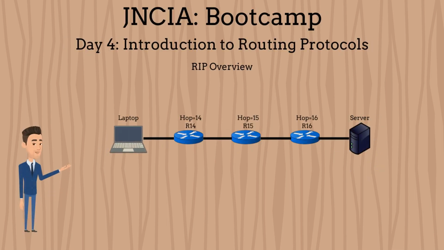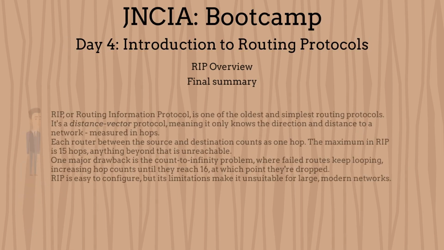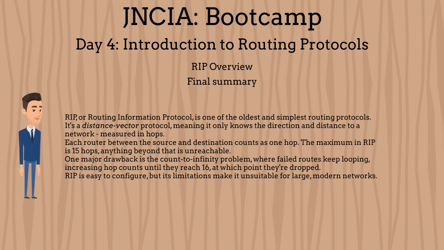Here we see our laptop and our server with our routers noted as hop count 14, 15 and 16. Let's see what happens when our data packet tries to move between the laptop and the server now. The maximum hop limit in RIP is 15. Anything further is unreachable, so our packet will move between 13 to 14, 14 to 15, but then it will drop the packet.